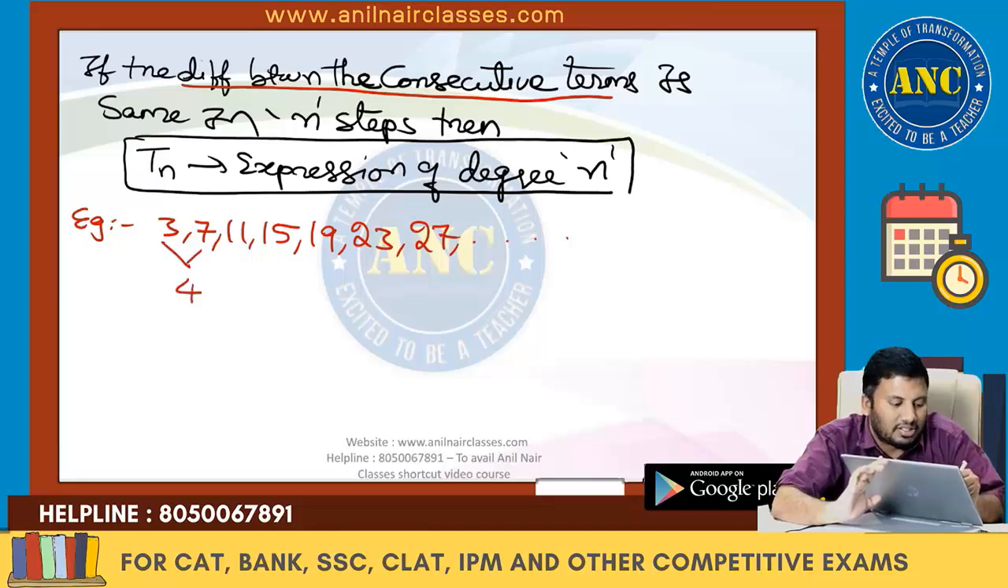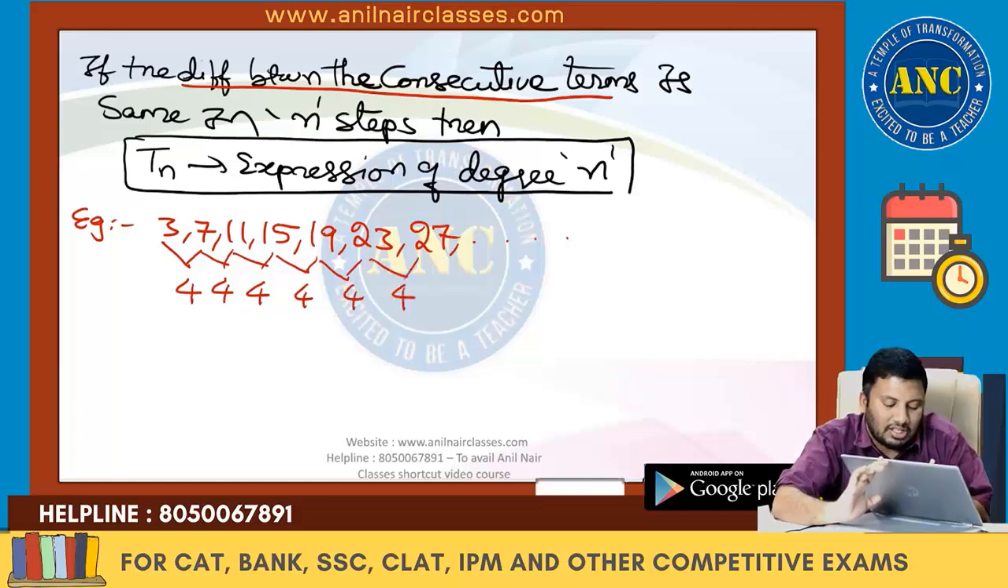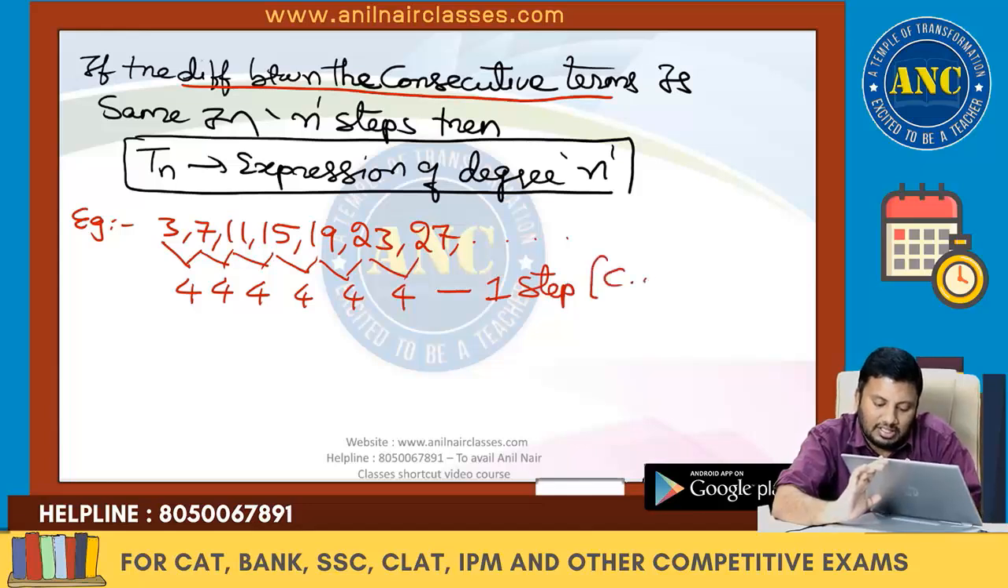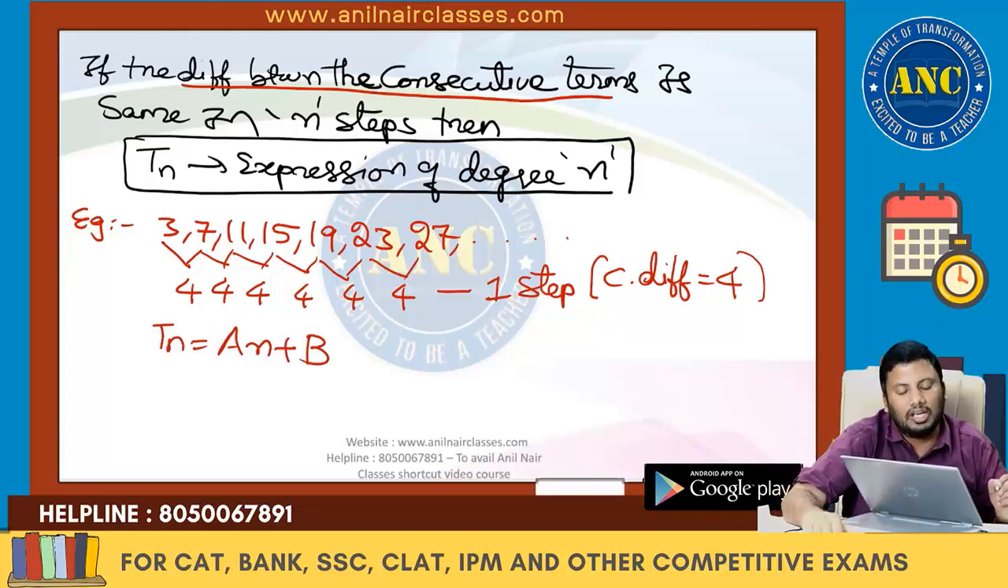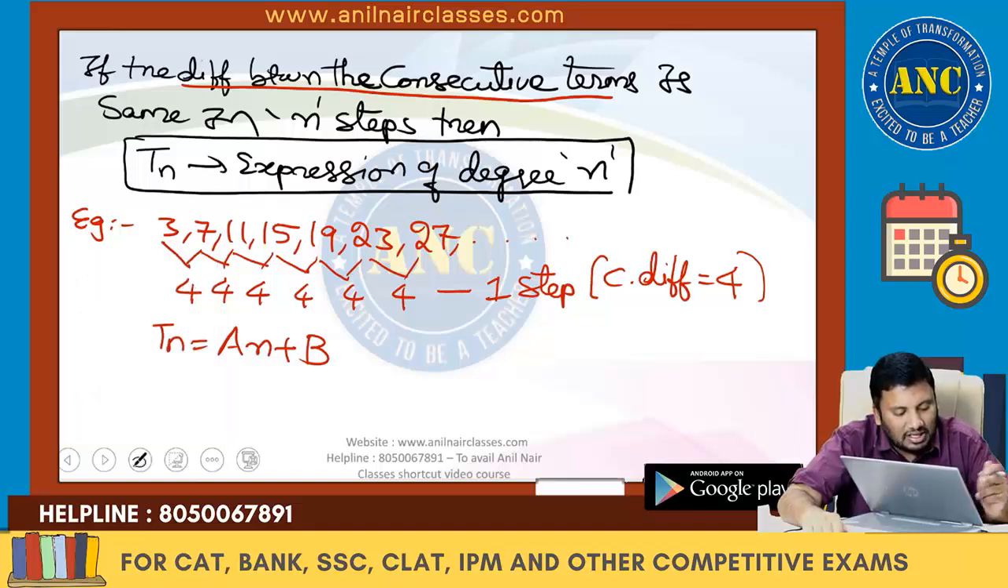This difference is constant in one step: 4, 4, 4, 4, 4. In one step the common difference is the same, and the common difference is 4. Then nth term is an expression with degree 1 for n. So Tn is an plus b. If the difference is constant in one step, then nth term is an expression with degree 1 for n.